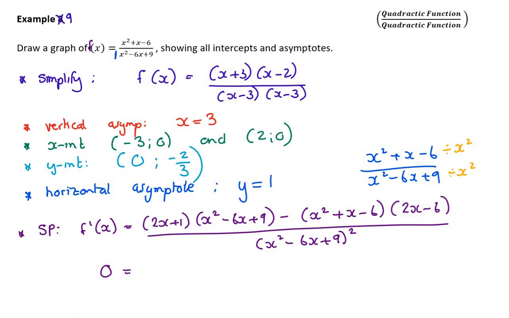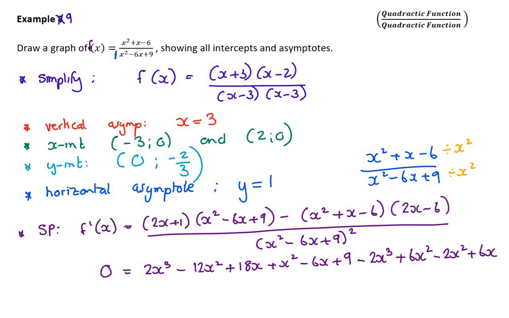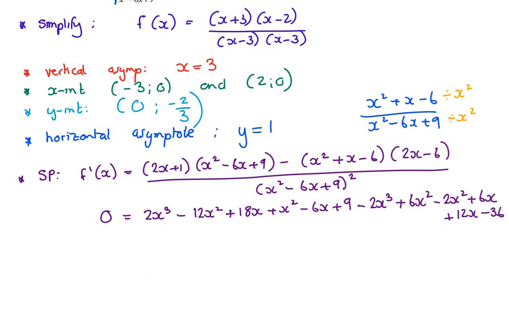So a little bit of multiplying out, so I get 2x cubed minus 12x squared plus 18x plus x squared minus 6x plus 9. Of course I could do this faster. Now it's minus 2x cubed plus 6x squared minus 2x squared plus 6x plus 12x and minus 36. So a little bit annoying. Possibly should have done some of those in my head.